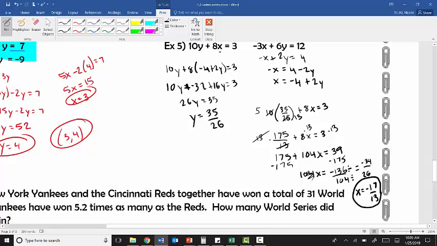So sometimes these questions, when you're doing substitution, it's not going to work out all nice and pretty, but I wanted to show you how to handle a fraction situation if it occurs.